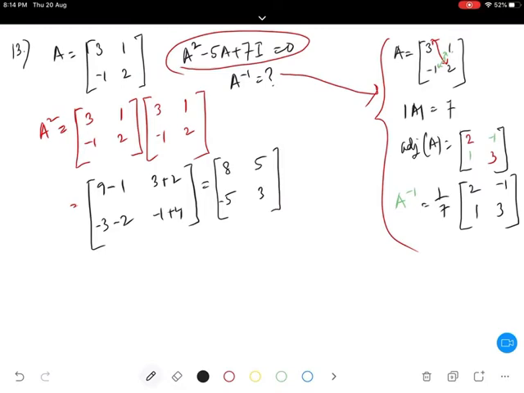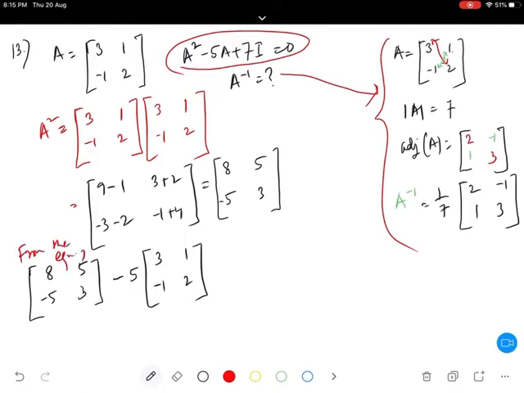Now let's find 5A. Or forget it, let's not do it like this; let's directly use the equation. A squared is this thing, so we have [8, 5; -5, 3] minus 5 times [3, 1; -1, 2], plus 7I. What will 7I be? I is [1, 0; 0, 1], a 2 cross 2, and that is equal to 0, right?